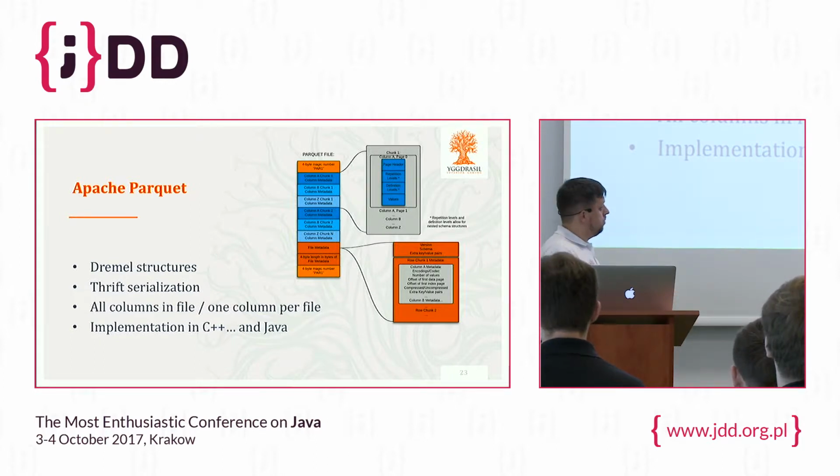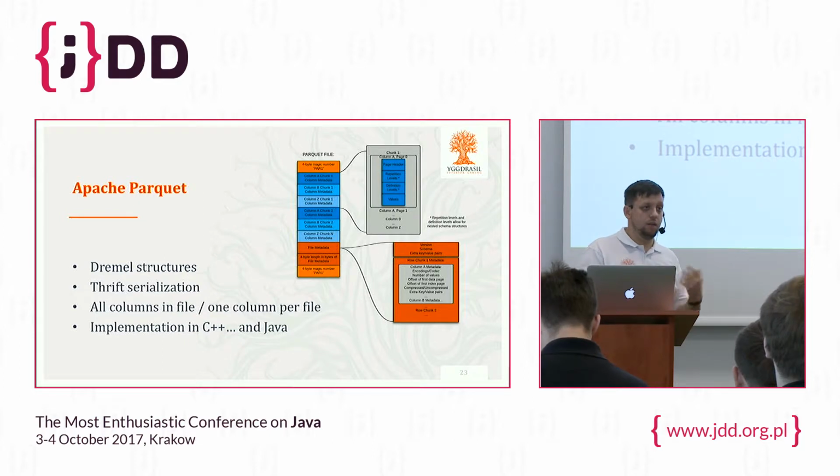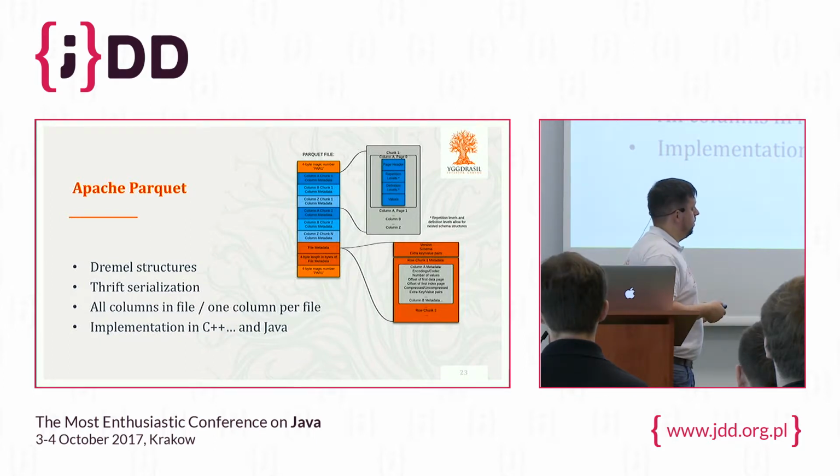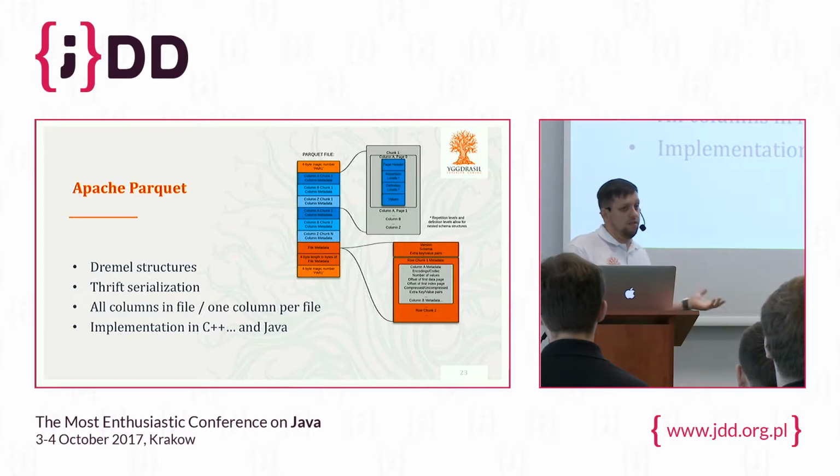Implementation in C++ and Java. That means C++ is primary for many reasons, and thanks to that we have it in C++, then we can use bindings to any programming language that supports binding to binary libraries, so shared objects. So that's why we can read a Parquet file from very weird programming languages, starting with Ruby, Python, etc. Where Python is not such a weird language.